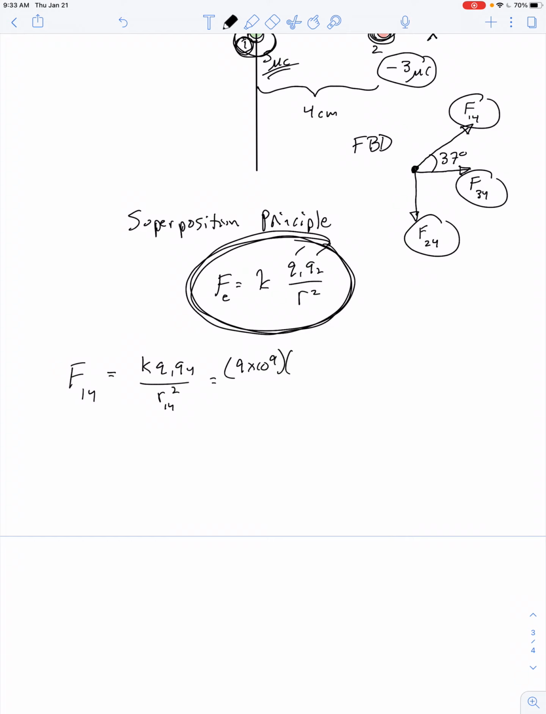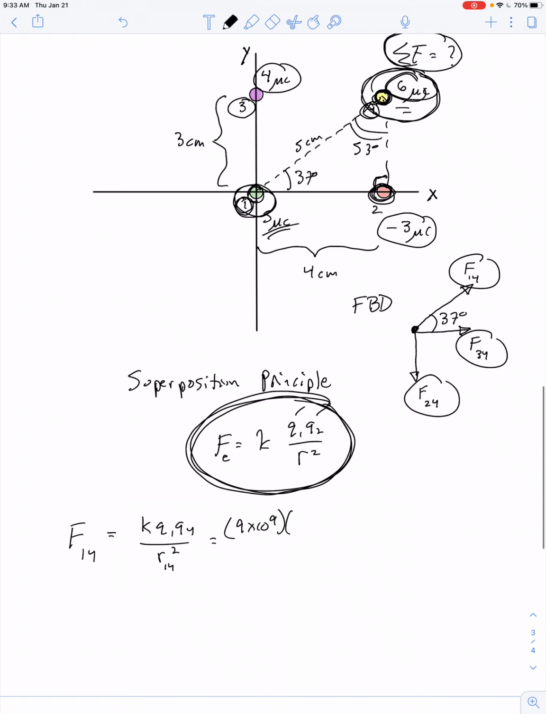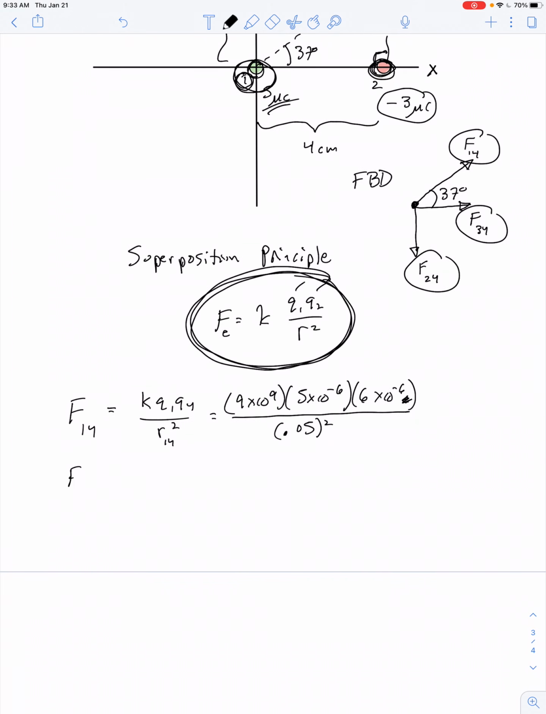So charge number 1 is 5 times 10 to the negative 6 coulombs, and charge number 4 is 6 times 10 to the negative 6. Oh, I say I'm leaving out units. And that's divided by 0.05 meters quantity squared. All right, now let's find the force between charges 3 and 4. So again, 9 times 10 to the 9th.